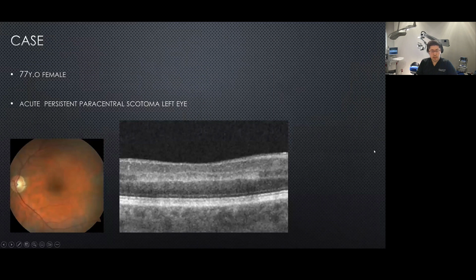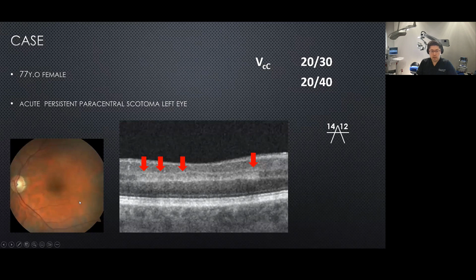So here's another interesting case of a 77-year-old female presenting with acute persistent paracentral scotoma. And again, you see something in the middle part of the macula here. What we see is this hyper-reflective band. Of course, vision is 20/40. Overall, she's seeing quite well, but she complains of a paracentral scotoma, which is a dark shadow right in the center of the left eye. The red arrow labels this hyper-reflective band that we see, and it is quite pathognomonic for a certain condition.